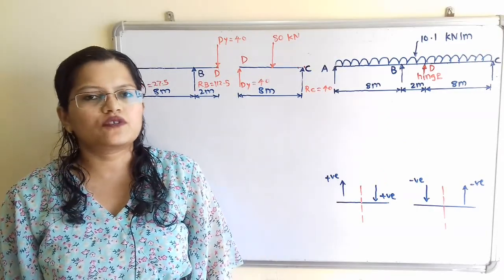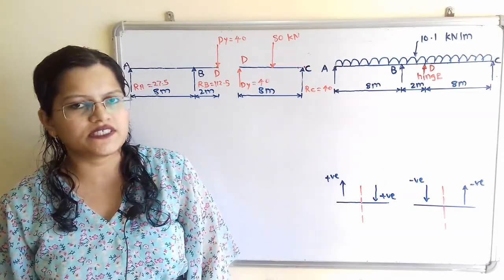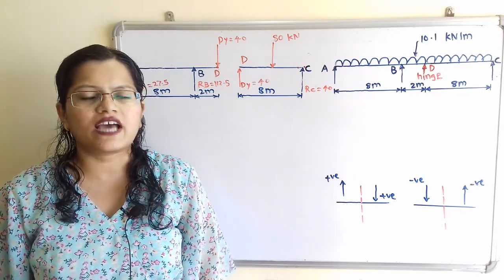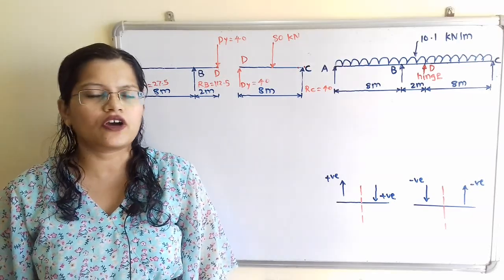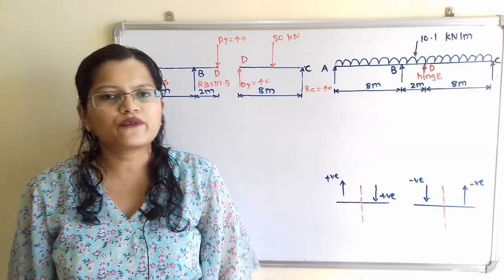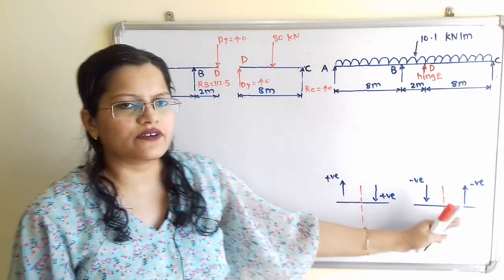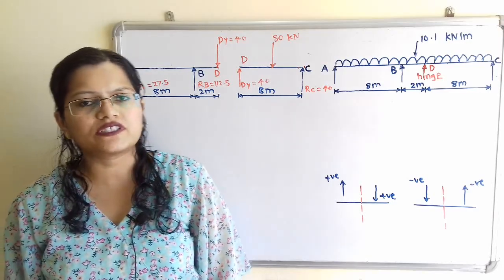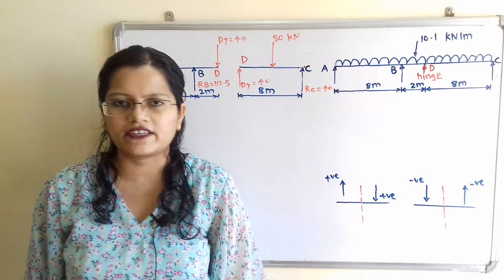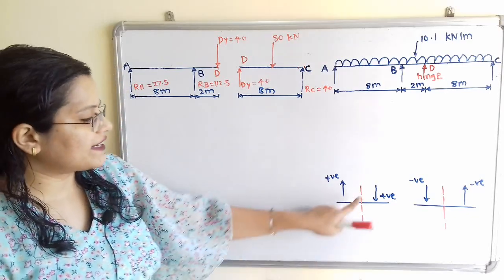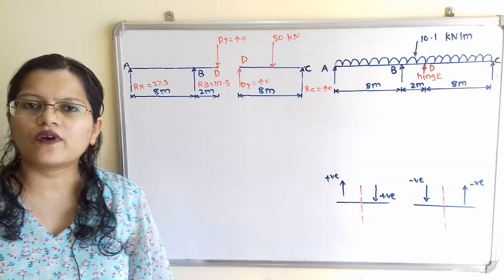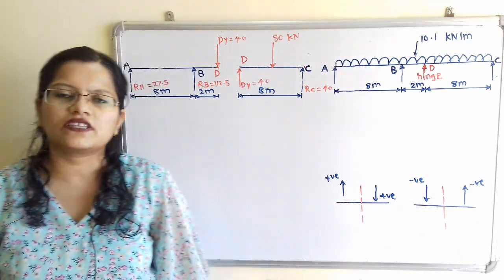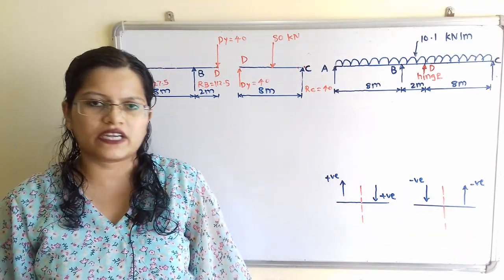Next step is to calculate the shear forces at different points. So it is the summation of forces either on the right hand side or on the left hand side, and we are going to use the sign conventions. For this question we will take the summation of forces which are on the right hand side. So if on right hand side force is in downward direction, use positive sign, and if the force is in the upward direction, use negative sign.